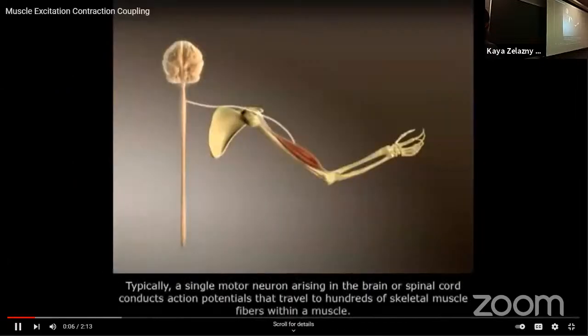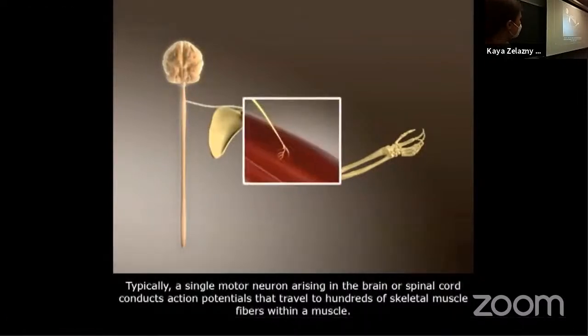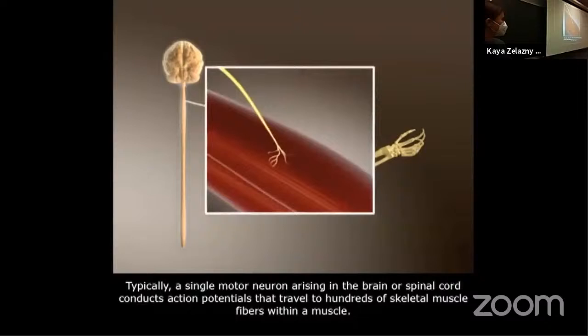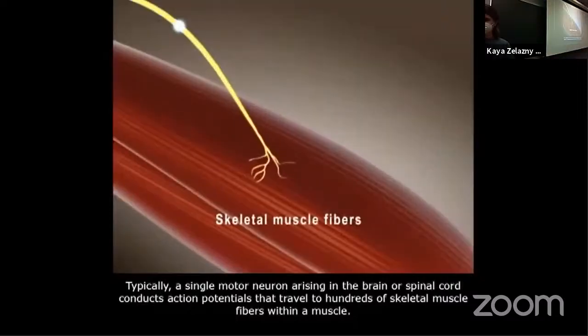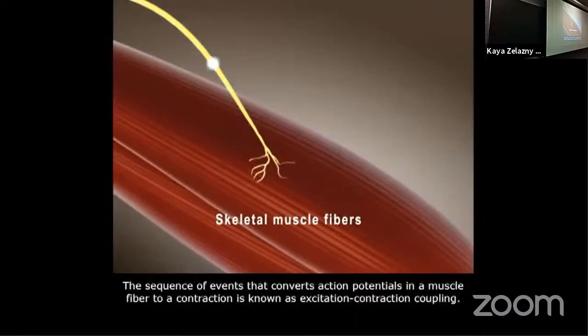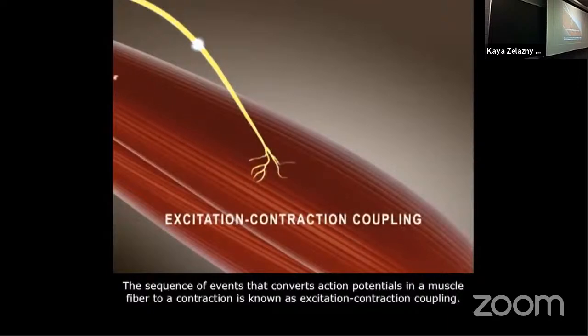Typically, a single motor neuron rising in the brain or spinal cord conducts action potentials that travel to hundreds of skeletal muscle fibers within a muscle. The sequence of events that converts action potentials in a muscle fiber to a contraction is known as excitation-contraction coupling.